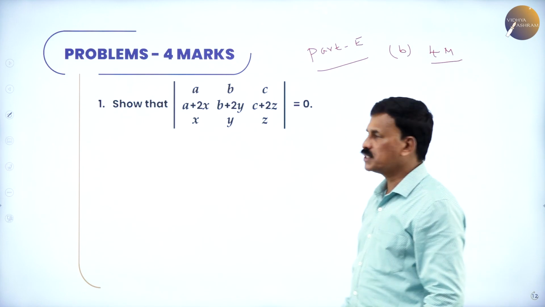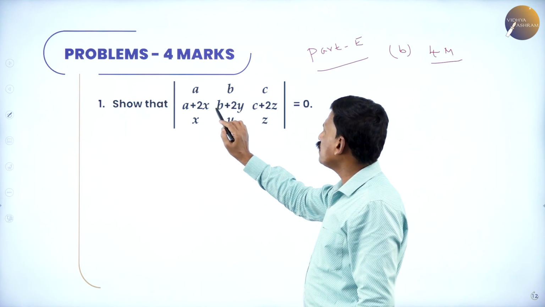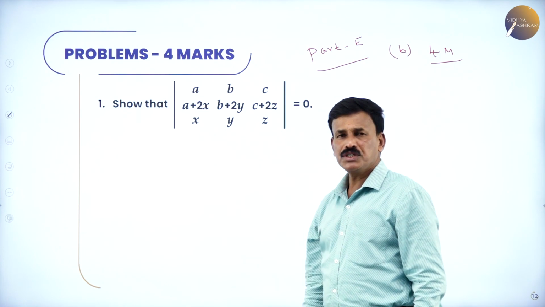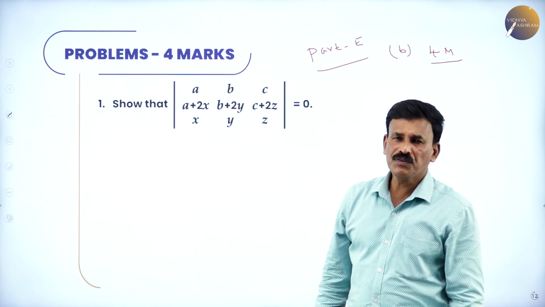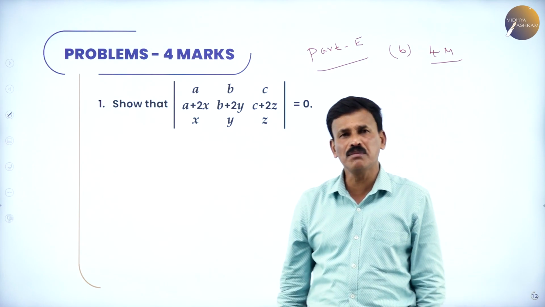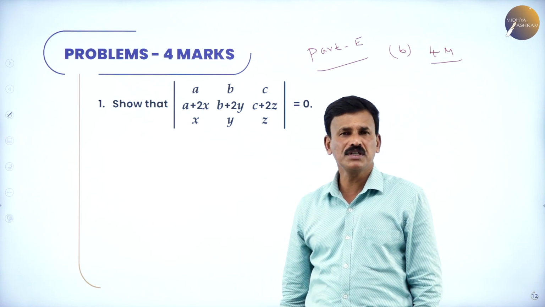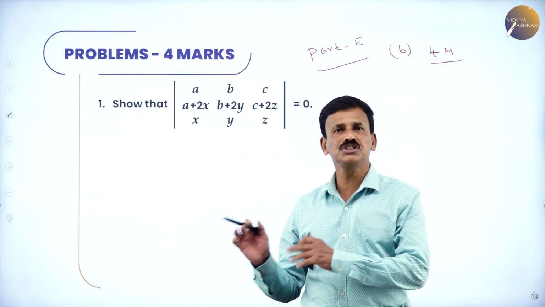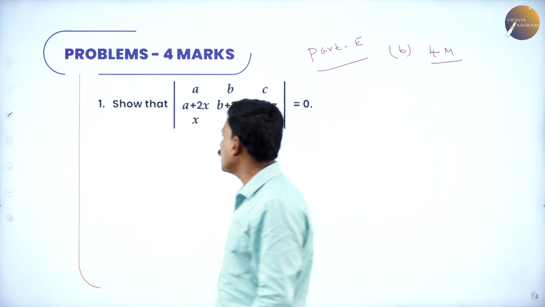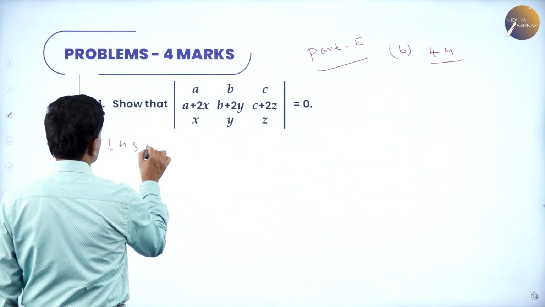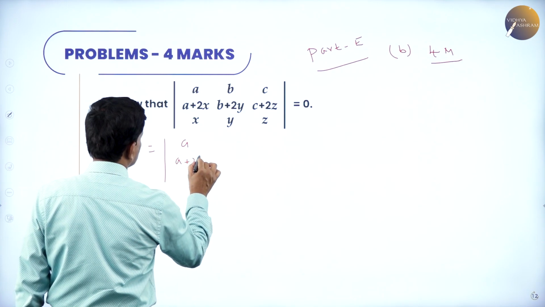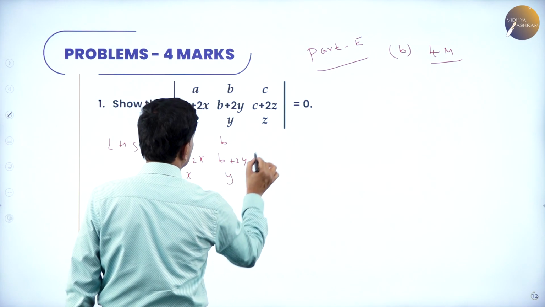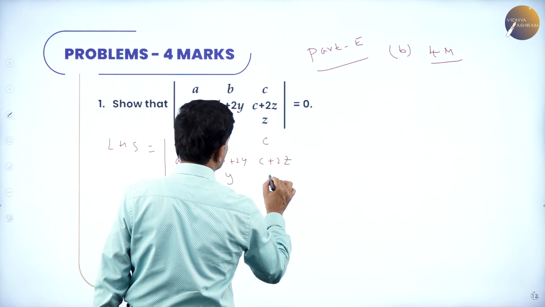Show that the determinant with rows A, B, C; A plus 2x, B plus 2y, C plus 2z; x, y, z is equal to 0. Now there is one property in determinants. If any row or a column of a determinant contains sum of two elements, then the whole determinant can be expressed as sum of two individual determinants. So here if you observe carefully, let us take LHS.